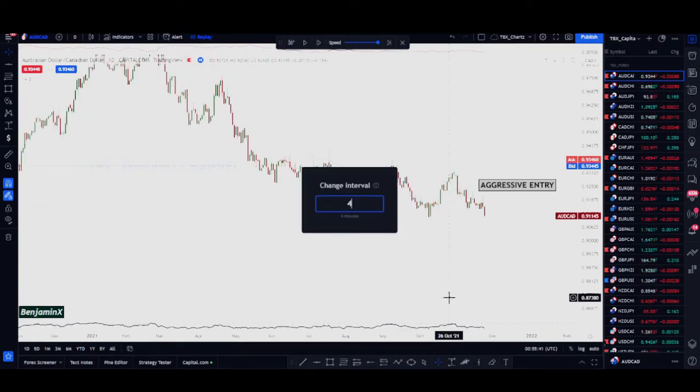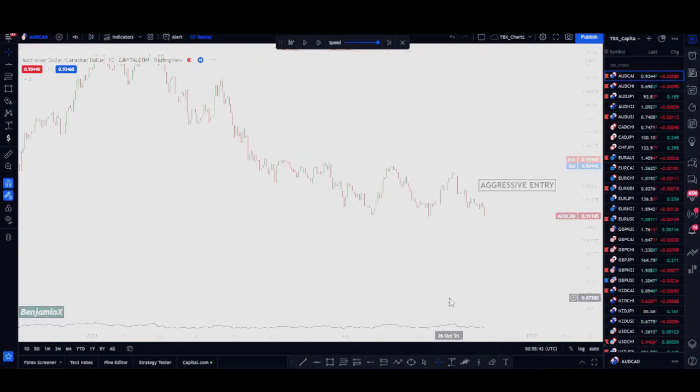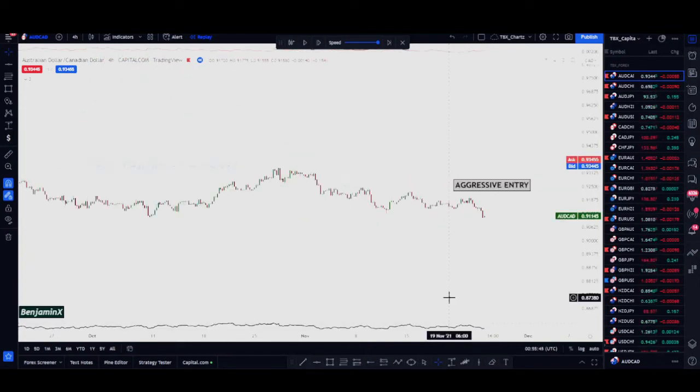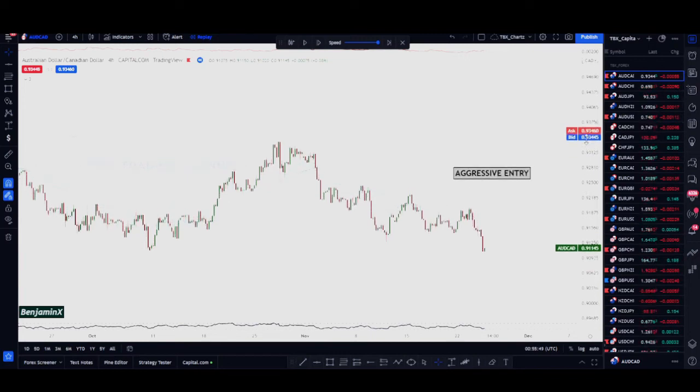Now, there are two places you can get your trading zones. If I'll be looking for long term swing buys or swing sells, I'll be taking my trading zones from the daily time frame. But since I'm talking about an aggressive entry right here, most aggressive entries are taken with the lower time frames, like 10, 15, 5 minute time frames. So because of that, I'm going to be taking my trading zone from the 4 hour time frame. And if you can see clearly, there's already a break of structure right here.